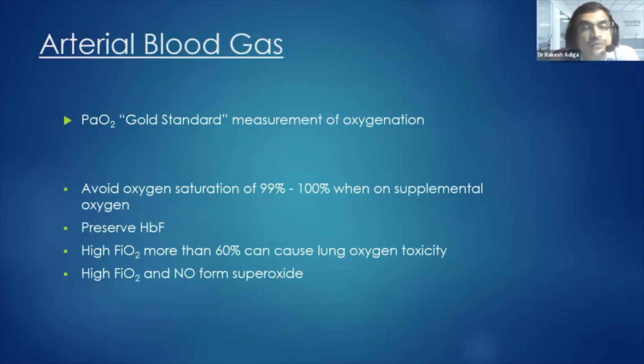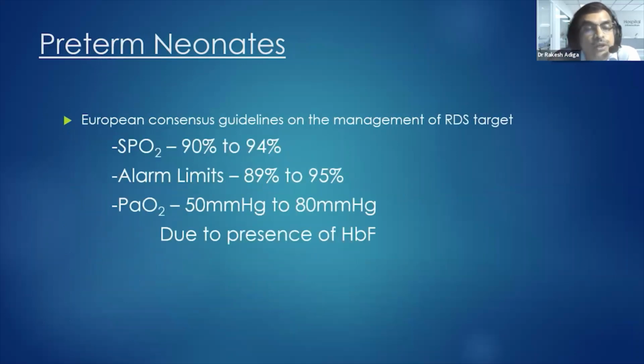Arterial blood gas we have already discussed. It's a gold standard measurement of oxygenation. It is an invasive procedure. In preterm neonates, the European consensus guidelines on the management of RDS target pulse oximeter oxygen saturation 90 to 94%, alarm limit 89% to 95%, PaO2 of 50 millimeter of mercury to 80 millimeter of mercury.